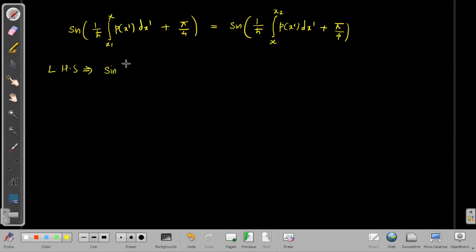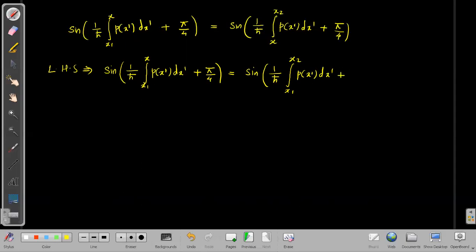So the sine of 1 by h cross integral x1 to x of p of x prime dx prime plus pi by 4 can be written as sine of 1 by h cross integral x1 to x2 of p of x prime dx prime plus 1 by h cross integral x2 to x of p of x prime dx prime plus pi by 4. Okay, so far so good.